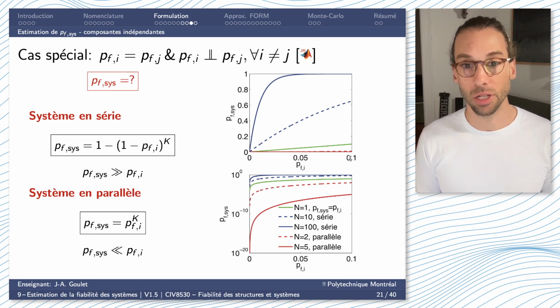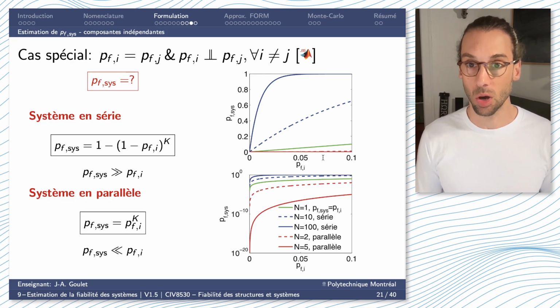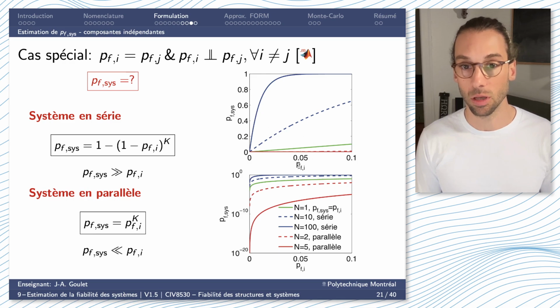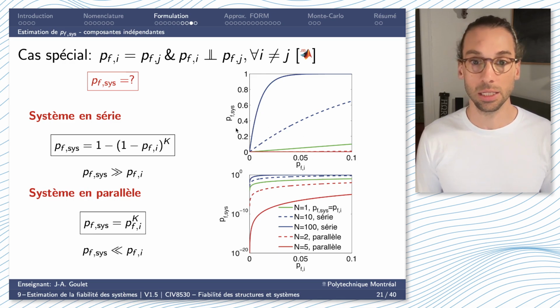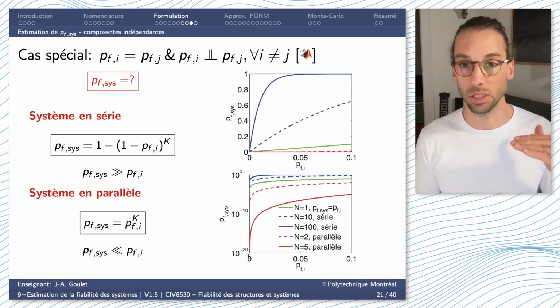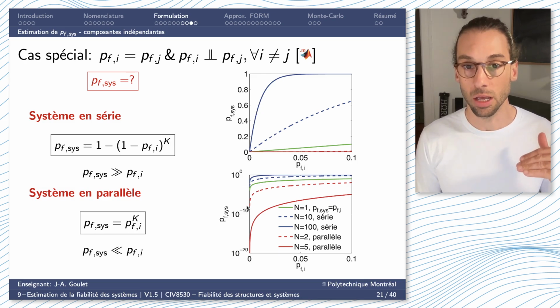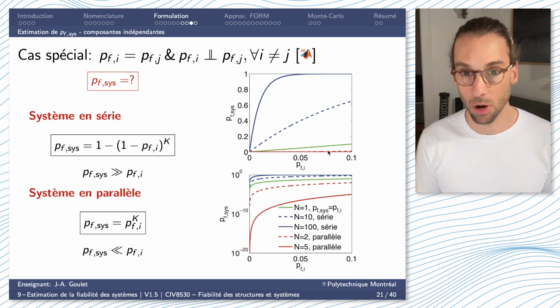On the horizontal axis, what we have is the probability of failure of my component, same thing in the top and bottom graph. The vertical axis is the failure probability of my system. And the difference between the top and the bottom graph: the top graph is from 0 to 1 in a linear scale. The bottom graph is from an arbitrarily small number up till 1, but this is in log scale, okay, to be able to see what happens in that part here.